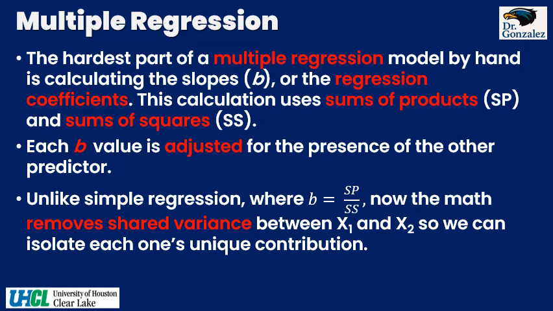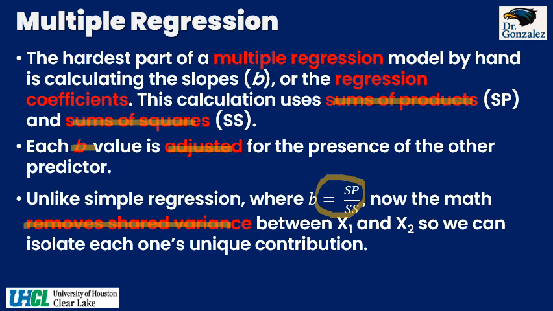So the hardest part of multiple regression by hand would be calculating those slopes or the regression coefficients. That calculation, again, uses the sum of products and the sums of squares. Each b value is going to be adjusted for other predictors. Unlike your simple regression formula for the slope, the math here is going to remove shared variance between x1, x2, x3. So what you're doing is isolating each variable's unique contribution.